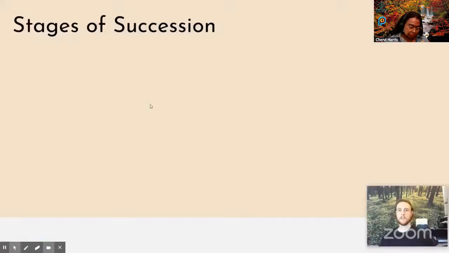Now we'll talk about the basic steps of succession, which are common to both primary and secondary. So really the only difference between those two is the starting stage, whether or not there's already established soil. After that, it's relatively the same process.